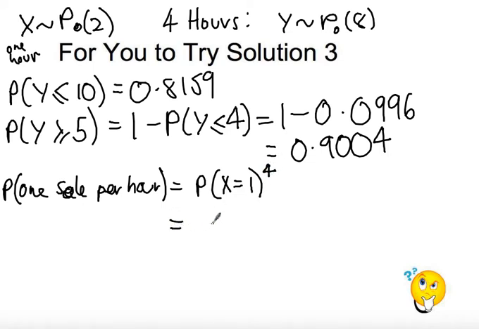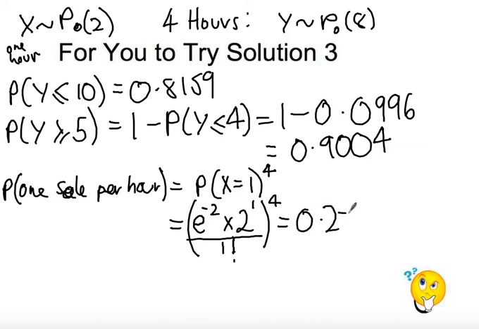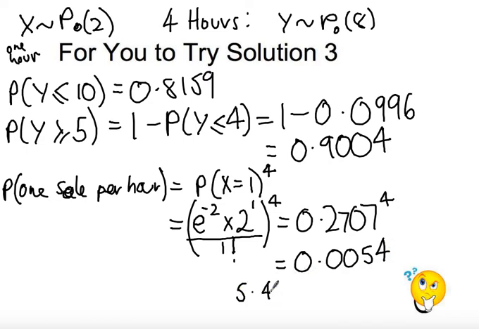4. So again, personally, I would use the formula in order to work this out. So I've got e to the power of minus 2, because that's the mean, times 2 to the power of 1 over 1 factorial, all to the power of 4. I'll break it down just so you can check the different parts of your question. So this should give you 0.2707 to the power of 4. Remember, use the exact figure on your calculator. When you work this through, you should get an answer of 0.0054 to 4 decimal places. And again, you might find this comes up in your calculator as 5.4 something times 10 to the minus 3.